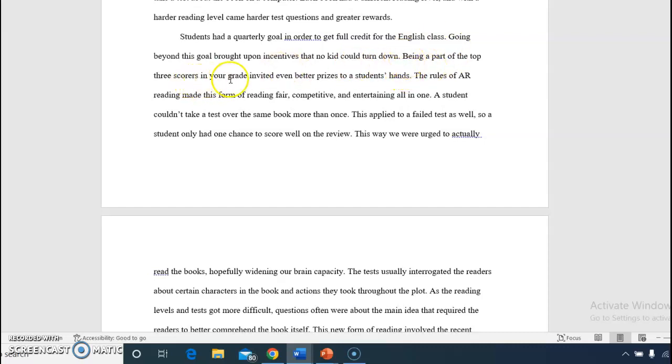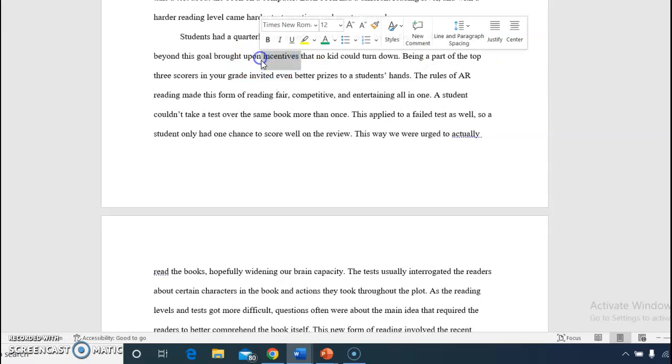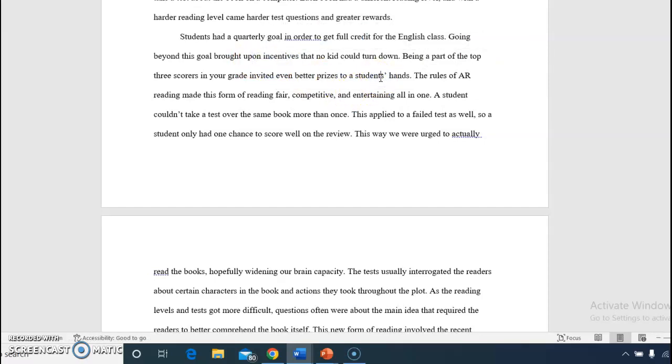Being a top part of 3 scores in your grade invited even better prizes into students' hands. Well, what were these prizes? Up here he mentions incentives. What were the incentives? Did you get ice cream at school? Did you get little toys?